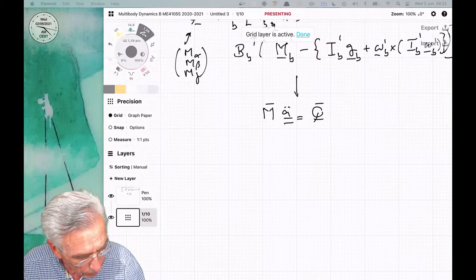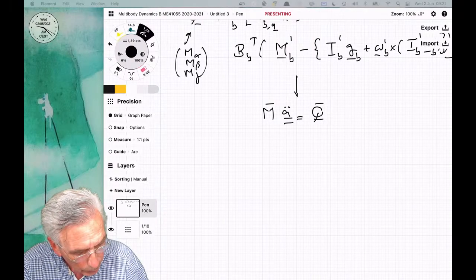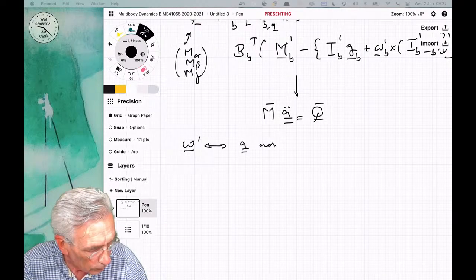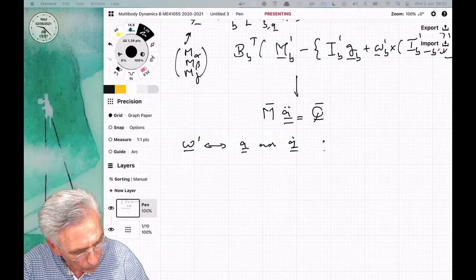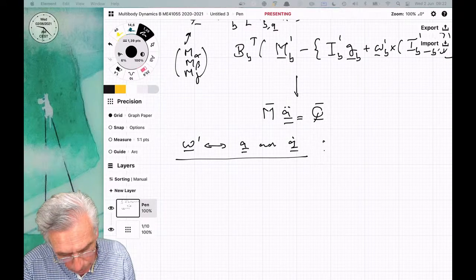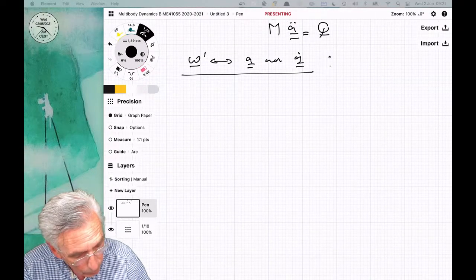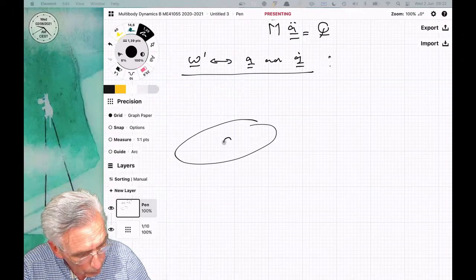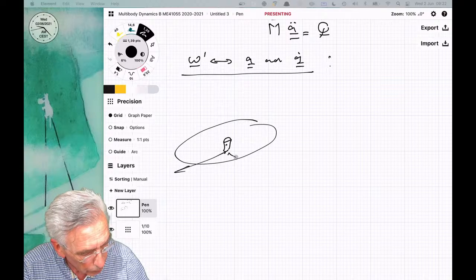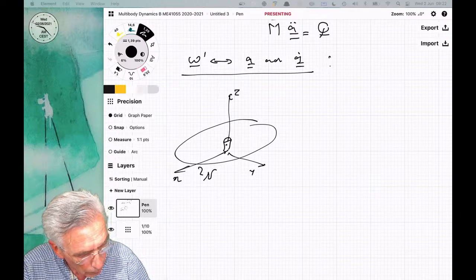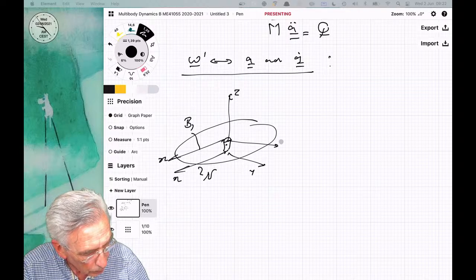So, okay. Let's look at omegas versus q and q dot. That is now the topic, right? Again, we have to draw a picture. And so we have the disk, right? Here we have our inertial system, X, Y, Z. On top of that we have this body 1 system with X, Y and Z remains the same.